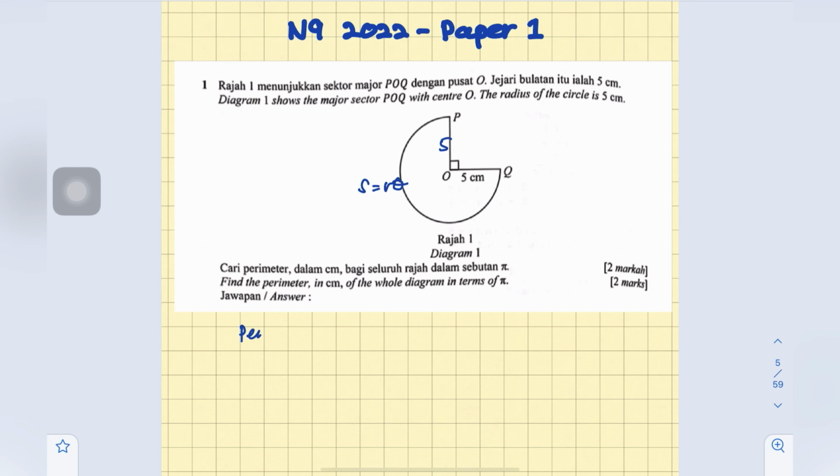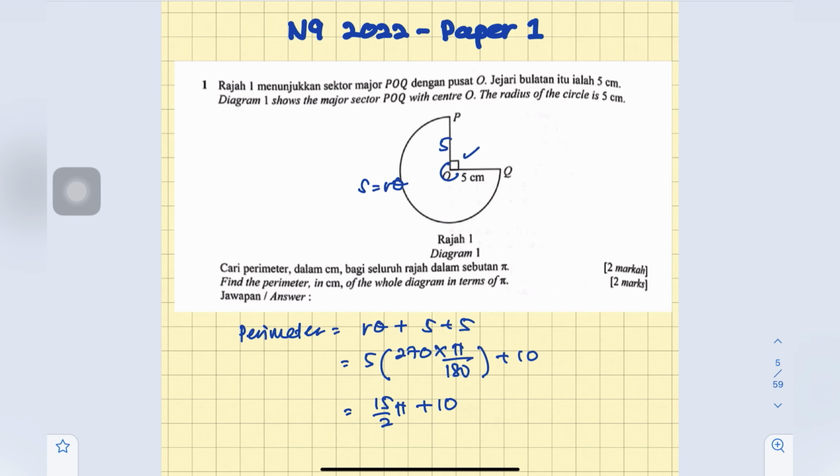So perimeter equals r theta plus 5 plus 5. Okay. So arc PQR is 5. Okay. Theta is this one. Okay, 270. Okay, 360 minus 90. So 270 degree times pi over 180. Okay, convert degree to radian. Okay, plus 10. So we can find the answer is 15 over 2 pi plus 10. This is the perimeter of the whole diagram.